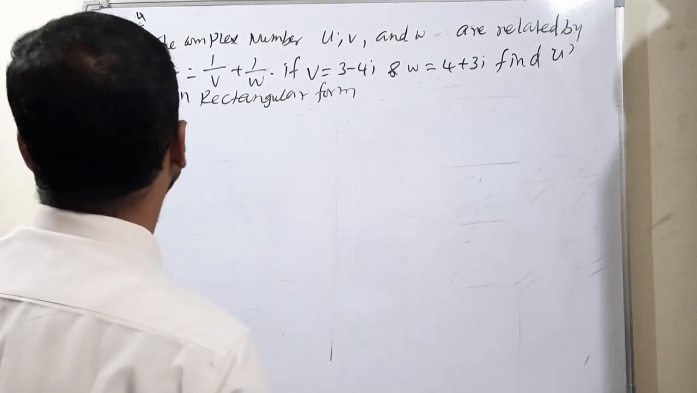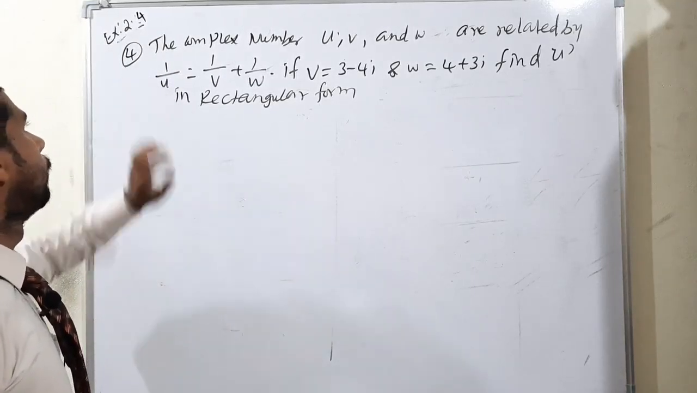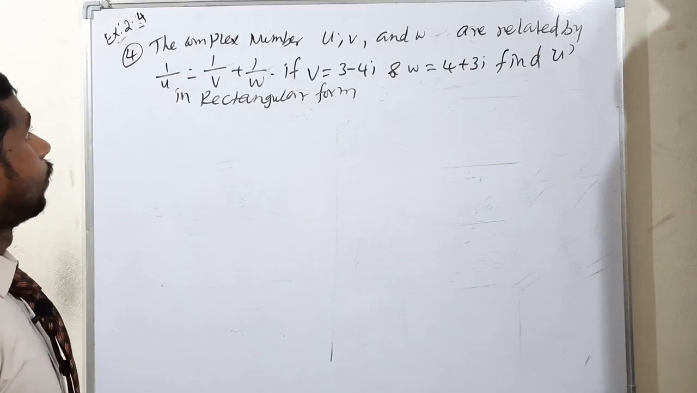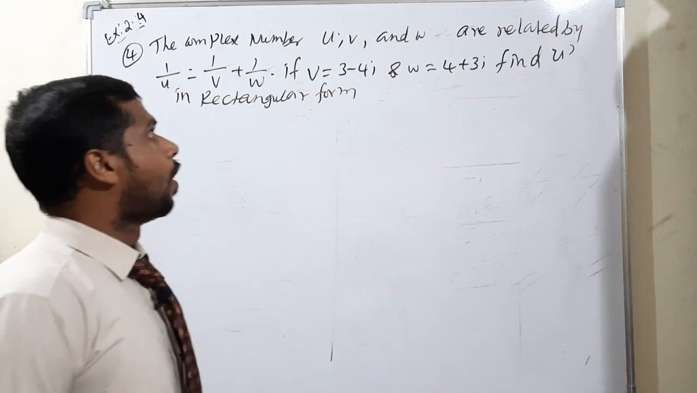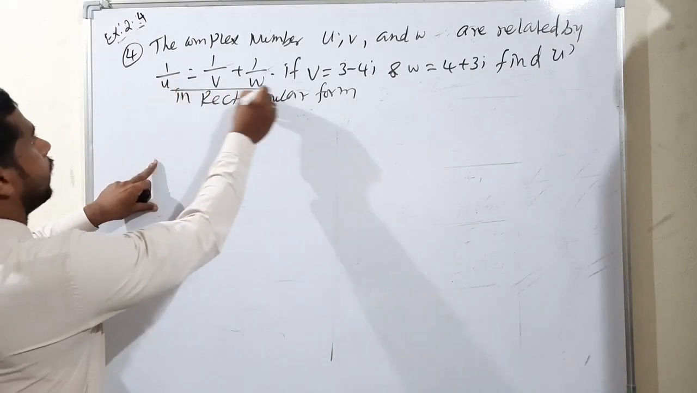So I am going to continue exercise problem question number 4. What is the question? The complex numbers u, v and w are related by a condition. What is the condition?